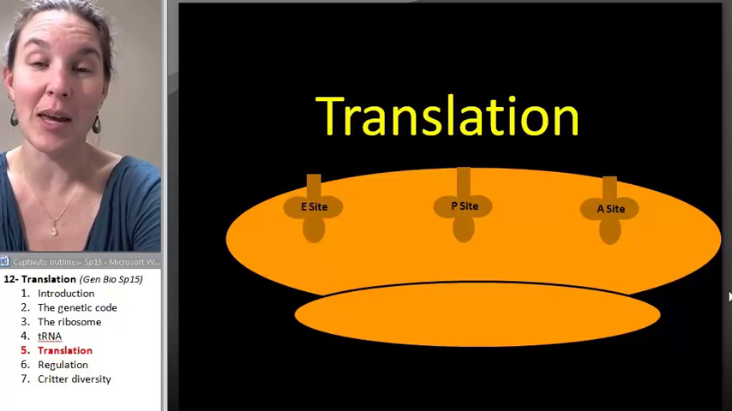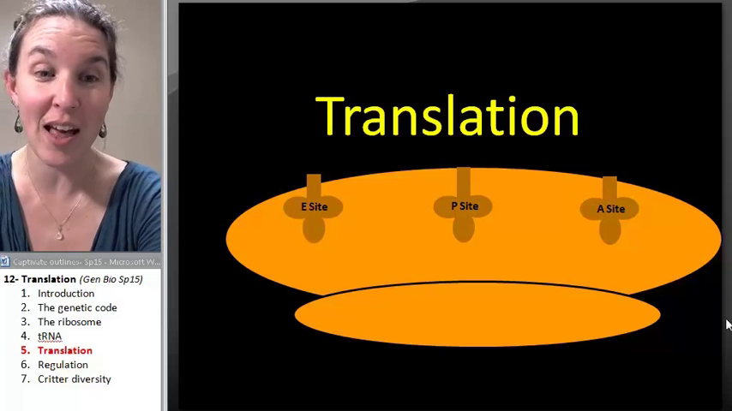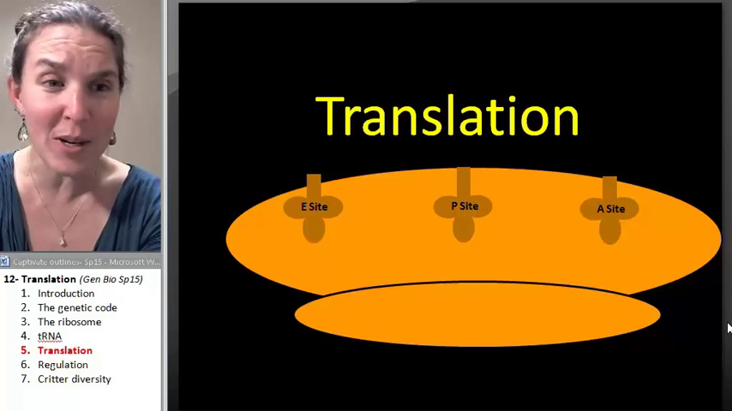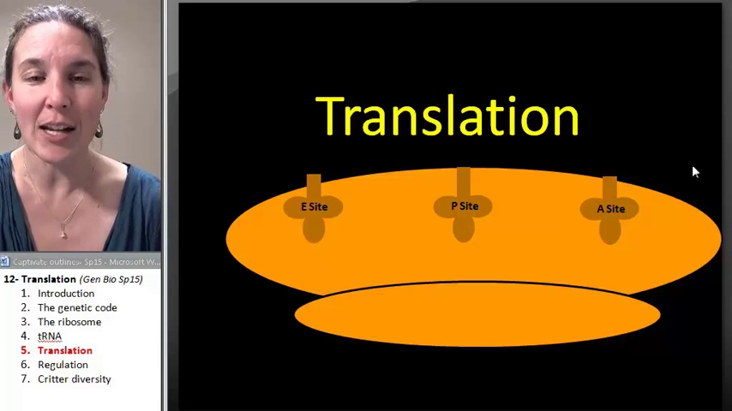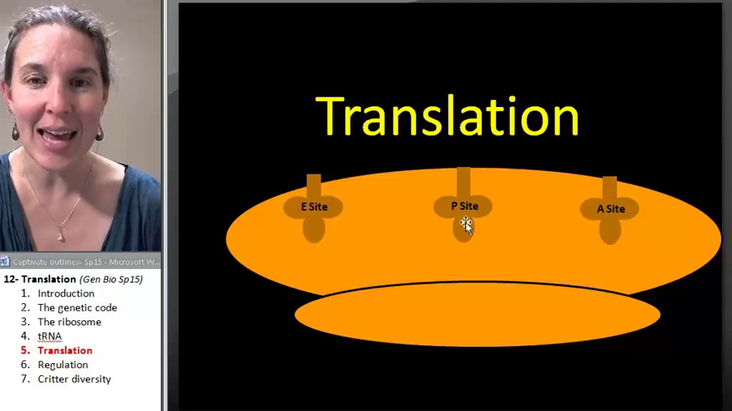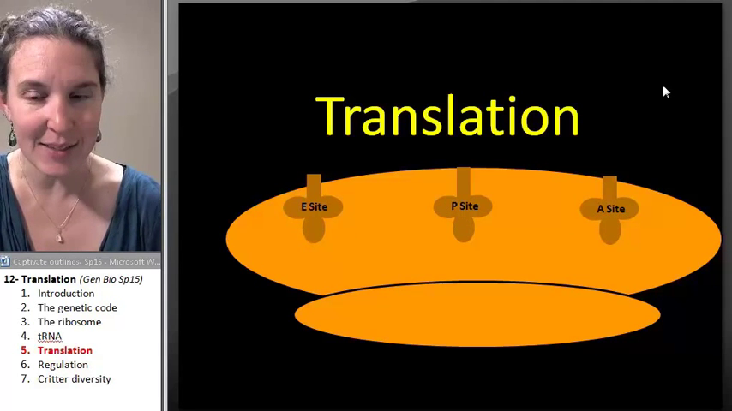You're probably making everyone around you uncomfortable because you're yelling, ribosome, ribosome, it's a ribosome. And you are totally rocking. It is a ribosome. And you'll notice that it has the A site, the P site, and the E site.